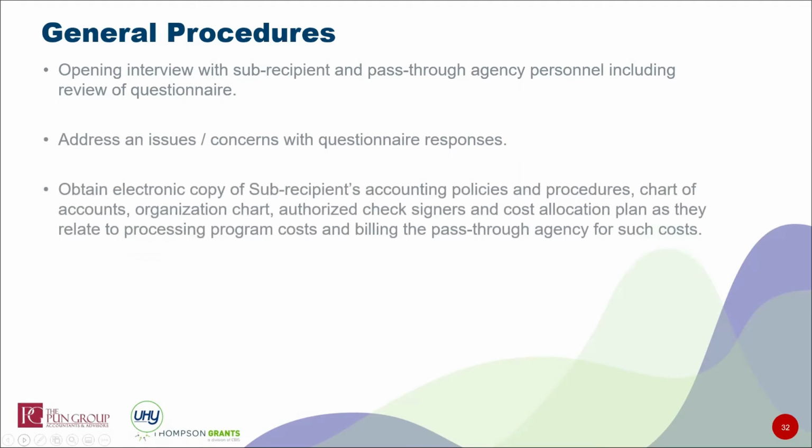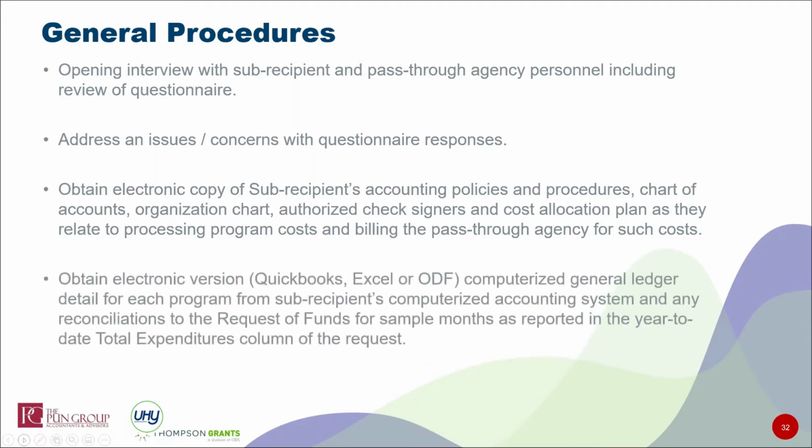We typically at this entrance conference get a copy of the accounting policies and procedures, chart of accounts, org charts, check signers, cost allocation plans for indirect costs or direct cost charging as they relate to processing that award. And then we obtain electronic versions of QuickBooks or Excel files or grant downloads from the general ledger for each program, so that we can reconcile those back to any requests for funds or supporting documentation for reimbursement of expenditures.